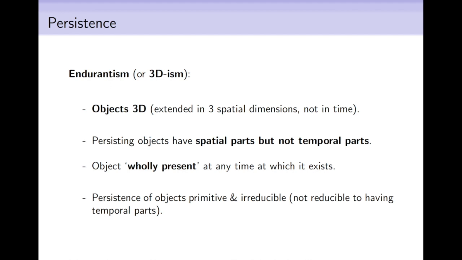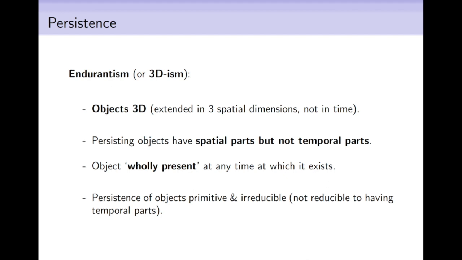Now, the endurantist, the rival view, or three-dimensionalist, says that actually, no, that's not right. Ordinary objects are three-dimensional, not four-dimensional. They're extended in the three spatial dimensions, but they're not extended in time. So the idea is just that persisting objects have spatial parts, but they don't have temporal parts. That just denies the four-dimensionalist view. So they'll want to say that at any given time, an ordinary object is wholly present. It's not only a temporal part of them that's present, but the whole object is present at any time at which it exists.